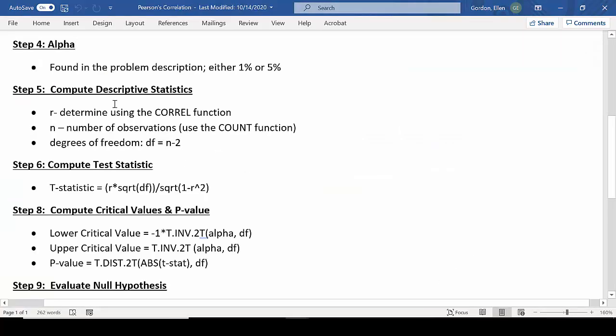The next thing we're going to do is compute the descriptive statistics, and we need these for our test statistic. So we're going to compute r, using the correlation function. Then we're going to determine n, our sample size, or the number of observations. We're going to use the count function for that. And then we're going to compute the degrees of freedom. For this test, the formula for degrees of freedom is n minus 2.